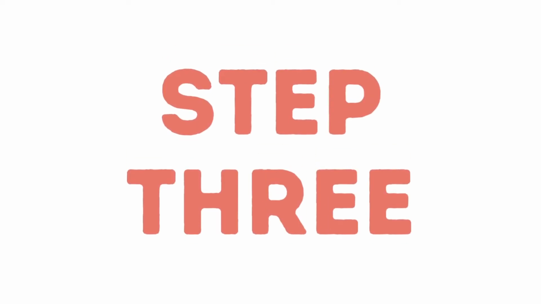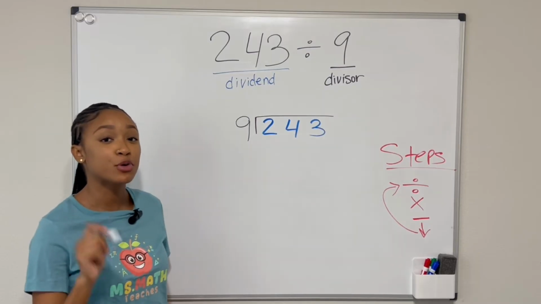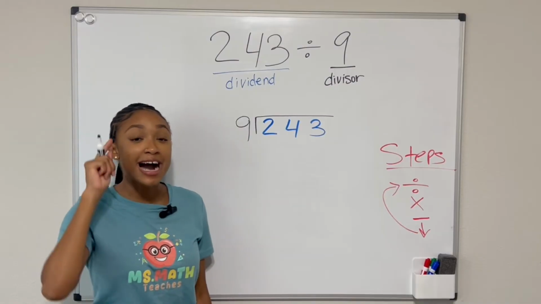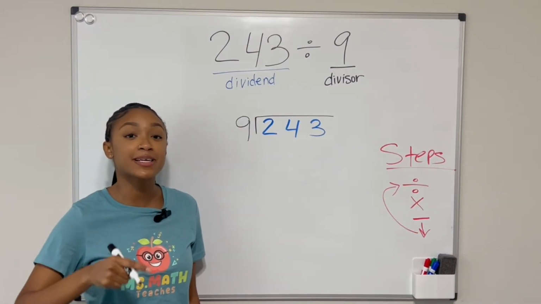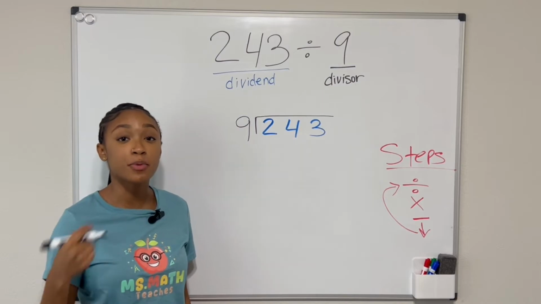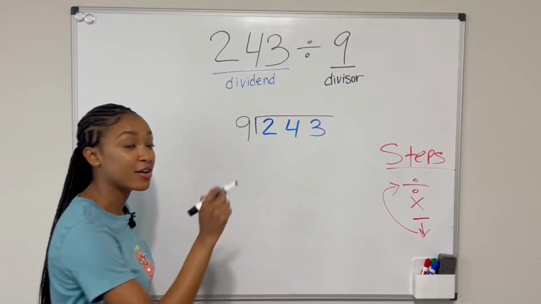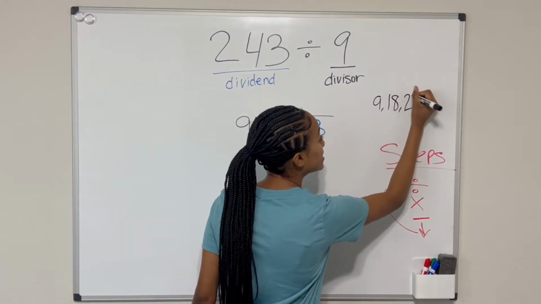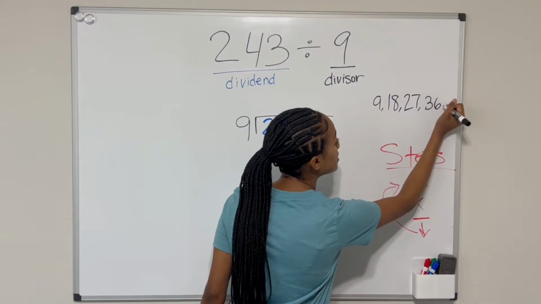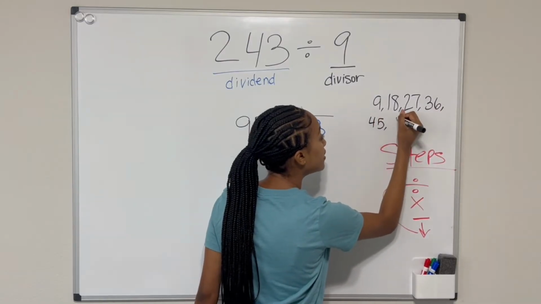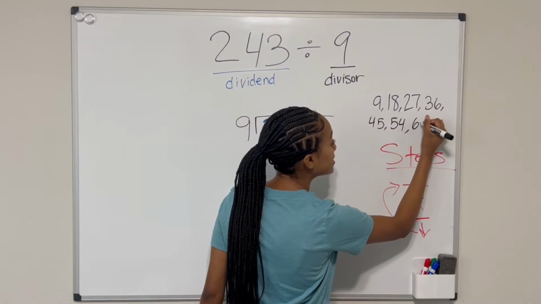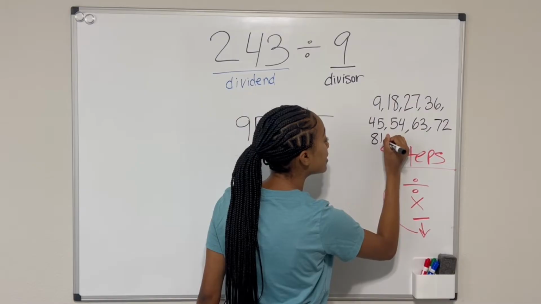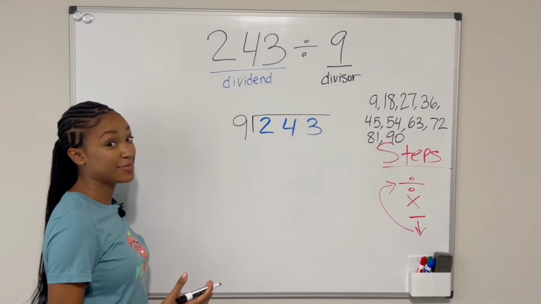Step 3. I'm going to look at my divisor before I solve. My divisor is a 9. That 9 is going to tell me that I can write my multiples of 9 on the side because I know that they will help me solve the problem. Let's write our multiples of 9 on the side. 9, 18, 27, 36, 45, 54, 63, 72, 81, 90. Let's begin solving.